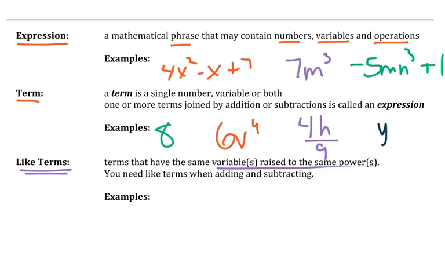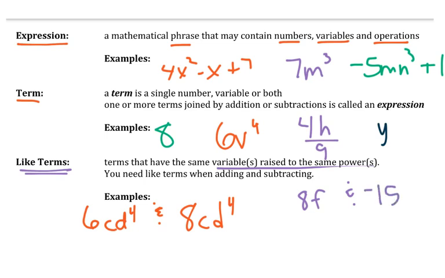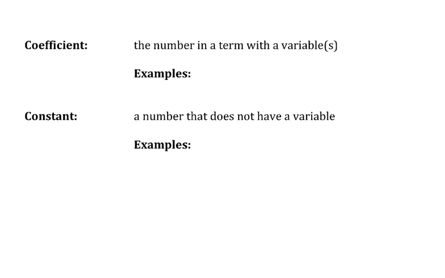Here are some examples of like terms. If I had 6cd to the fourth and 8cd to the fourth. Those are like terms, so I could add them or I could subtract them. Another example of like terms would be 8f and negative 15f. Notice that the variable parts are what matches exactly. And another example of like terms would be 11r to the second and r to the second. So I could add those or subtract them. Now you do not have to have like terms to multiply or divide. That's different. Okay, the next one we're going to talk about is coefficients.